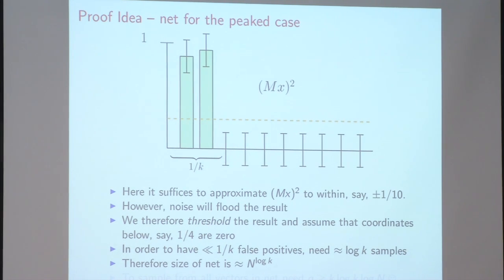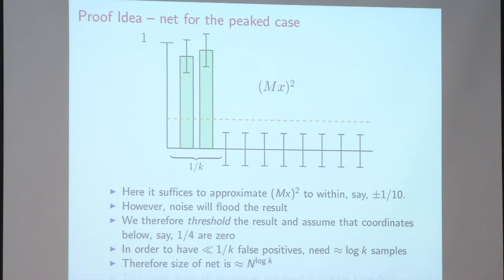So this is the first time where low k shows up here. Once you have low k samples of columns of M, you know that the fraction of false positives is going to be much less than 1/k. So it won't affect the overall answer. Bottom line, for peaked vectors, we get a net of size n to the log k. So we have a net that's quite small.